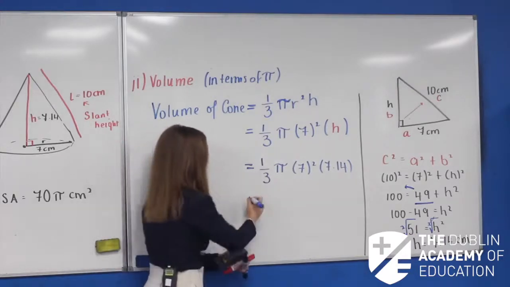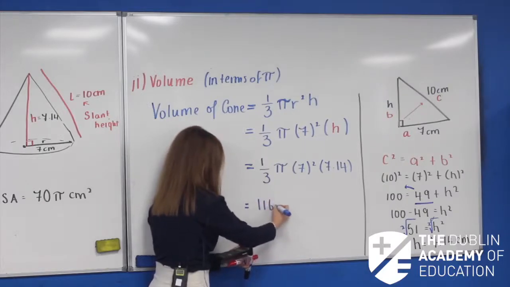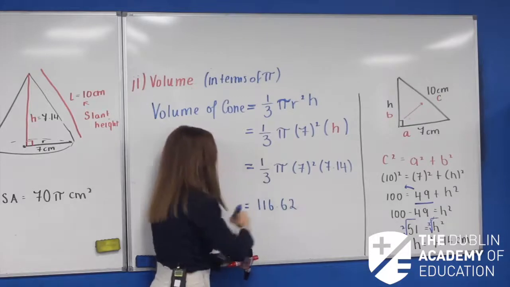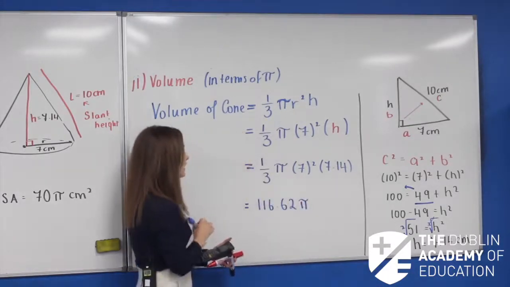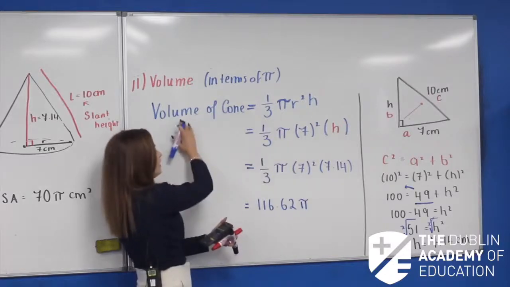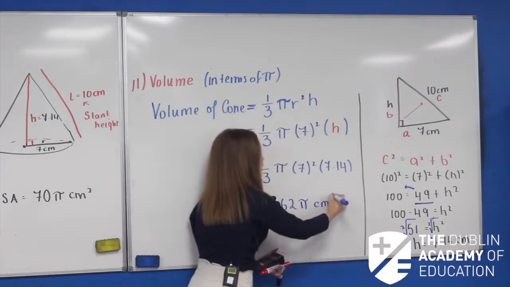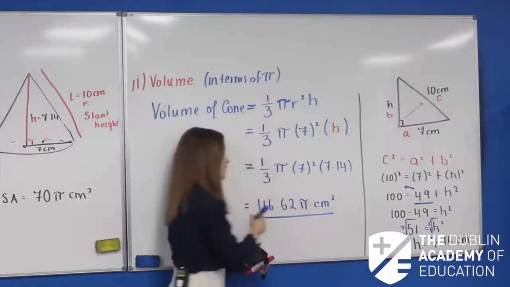Going to get that out. What I get as my answer here is 116.26, or 62, apologies. That's going to be pi. And then finally, I look for my units. I'm looking at the volume here, so it's going to be centimeters cubed for my volume formula here.